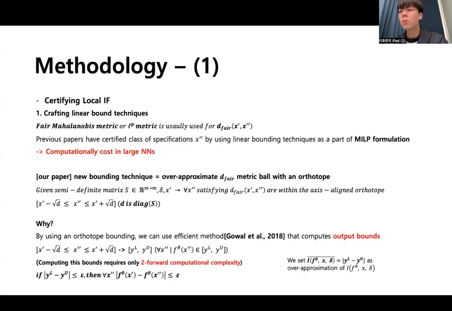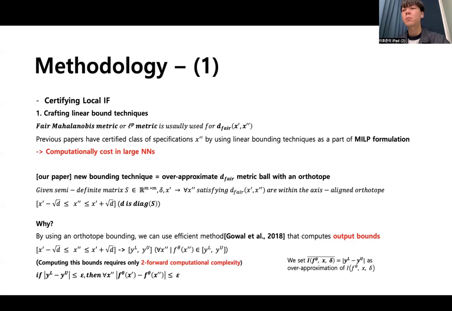The method starts with the overall approximation of local individual fairness. Before this paper, when enforcing local individual fairness in a model, linear bounding techniques as part of MILP formulation were used to certify specifications within a specific fair distance. However, this method is computationally expensive for large neural networks.